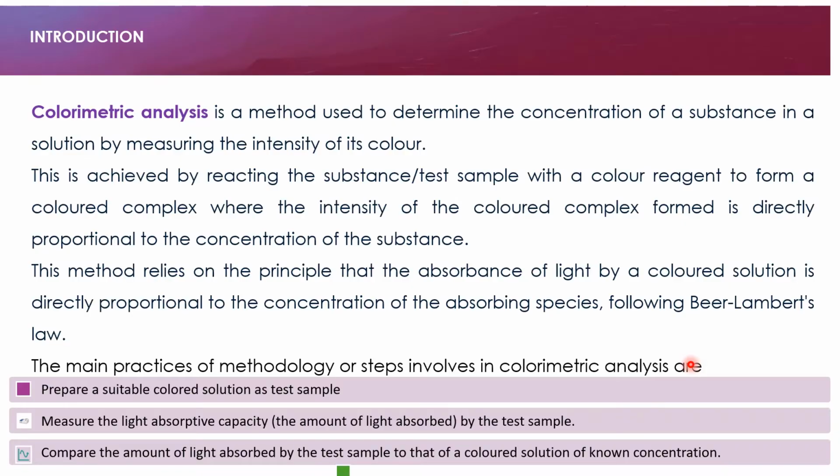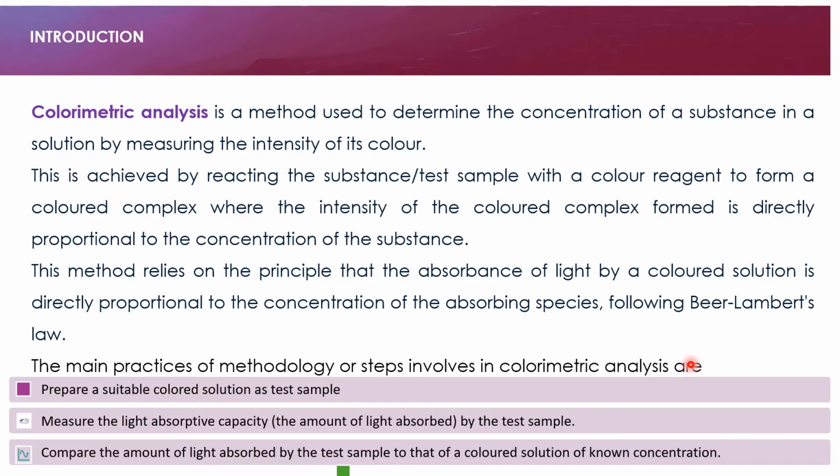Basically, this is achieved by reacting the substance or the test sample with a color reagent to form a colored complex, where the intensity of the colored complex formed is directly proportional to the concentration of the substance. And this method relies on the principle that the absorbance of light by a colored solution is directly proportional to the concentration of the absorbing species.